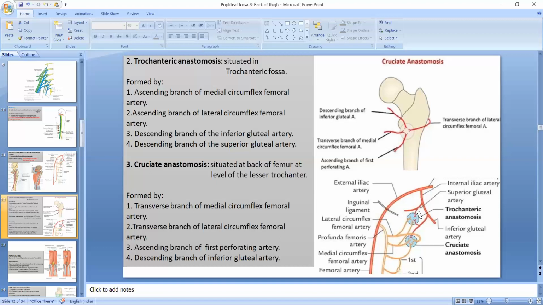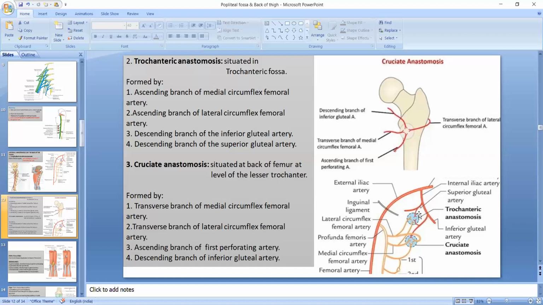The medial circumflex femoral artery also forms an anastomosis with the posterior branch of the obturator artery, which courses along the inner margin of the ramus of the ischium. The obturator artery also gives off an anterior and an acetabular branch as it enters the obturator foramen posterior to the superior pubic ramus. The anterior branch of the obturator artery follows the inner margin of the inferior pubic ramus to anastomose with the posterior branch. So this is all about the trochanteric anastomosis.